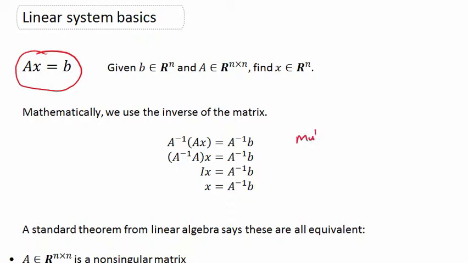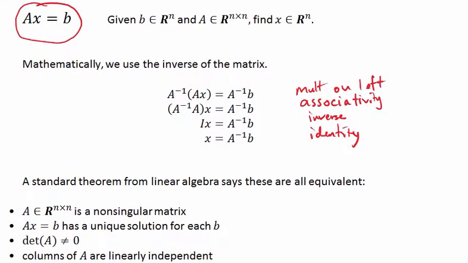So this is multiplication on the left. Then we reassociate on the left-hand side of the equation. Then we use the property of the inverse matrix, and then we use the property of the identity to simplify, and so we see that X is equal to A inverse times B.